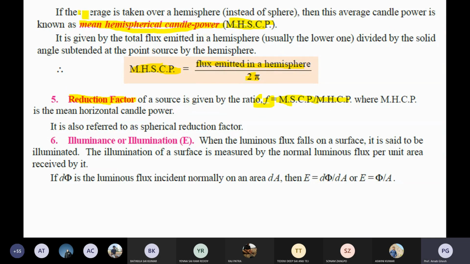Now delta A has changed to delta A dash. What is the value of delta A dash? Delta A dash equals delta A cos phi. So L equals delta I by delta A dash, in candela per meter square, where delta A dash equals delta A cos phi. So that surface has changed, I think you can understand. It is the area of the source element projected onto the plane perpendicular to the specific direction.